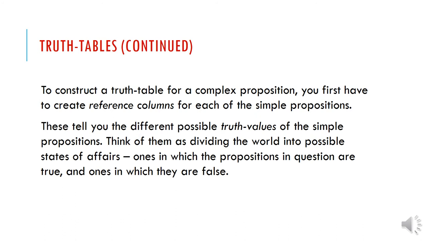And so when we're creating a truth table, it's important that we construct reference columns for each of the simple propositions. These reference columns tell you of a different possible truth value, a different possible world in which the simple propositions are true or false. Think of a reference column as dividing the world into possible states of affairs. Ones in which the propositions are true, ones in which the propositions are false.